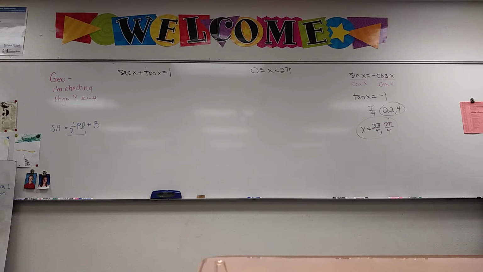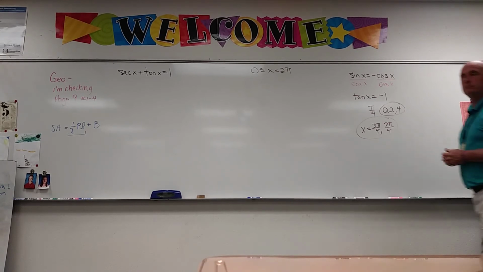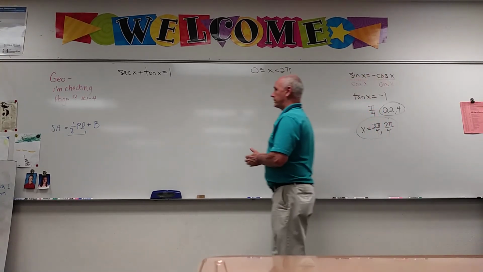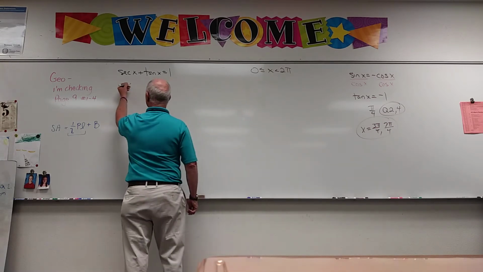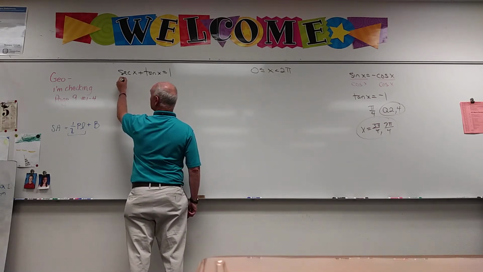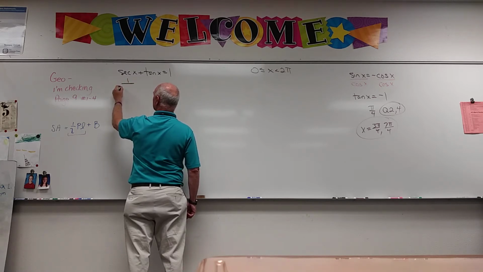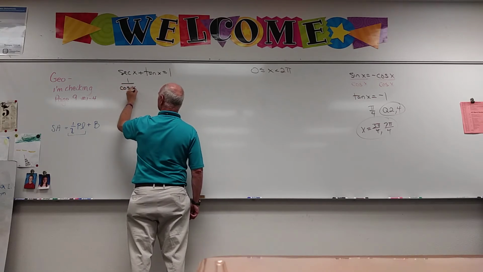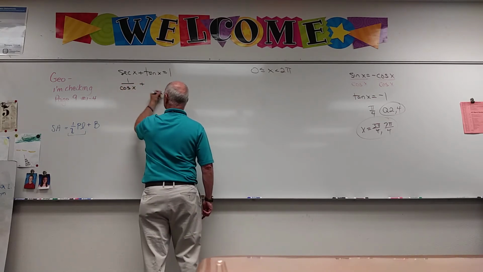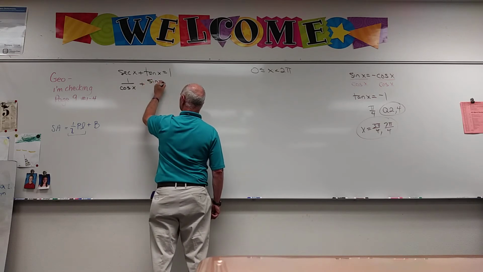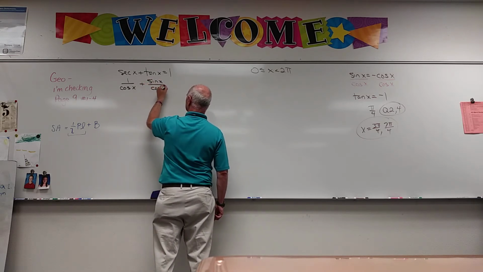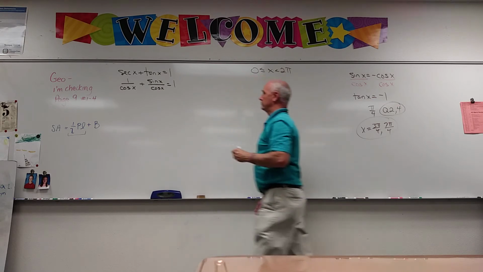Alright, talk to me. Thoughts? Turn into sine and cosine. Sine and cosine, okie dokie. So 1 over cosine of x plus sine of x over cosine of x equals 1. Okay. Now what?